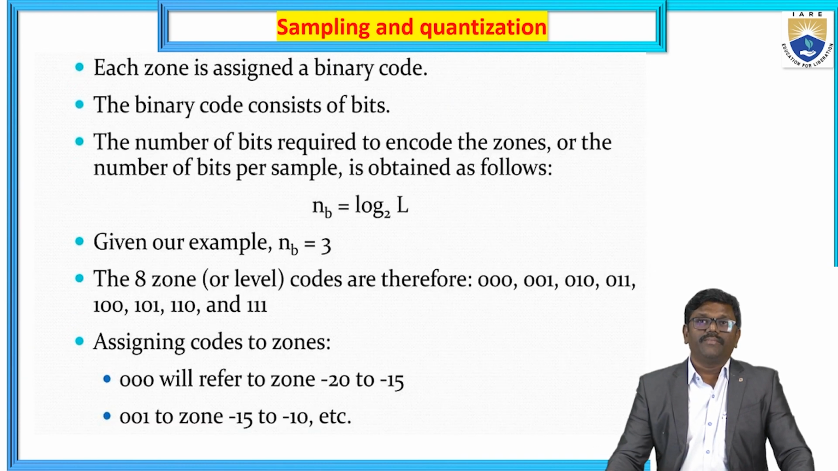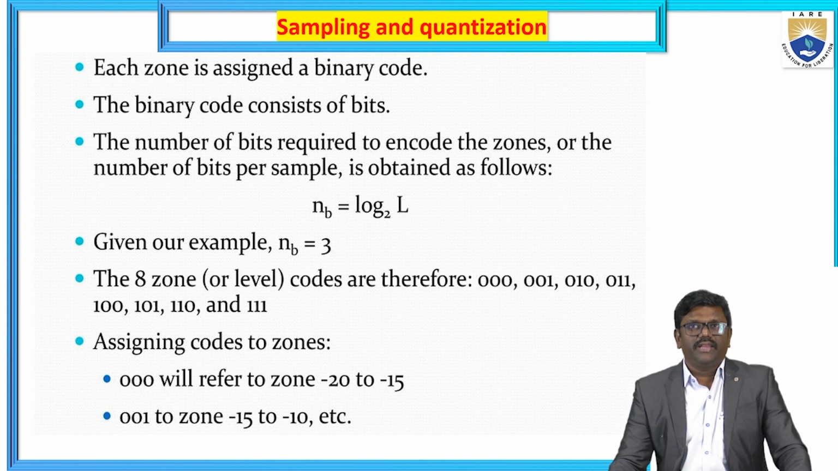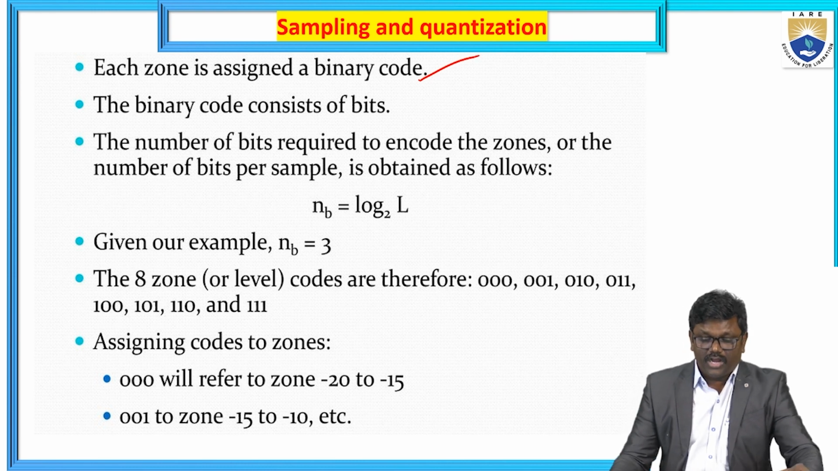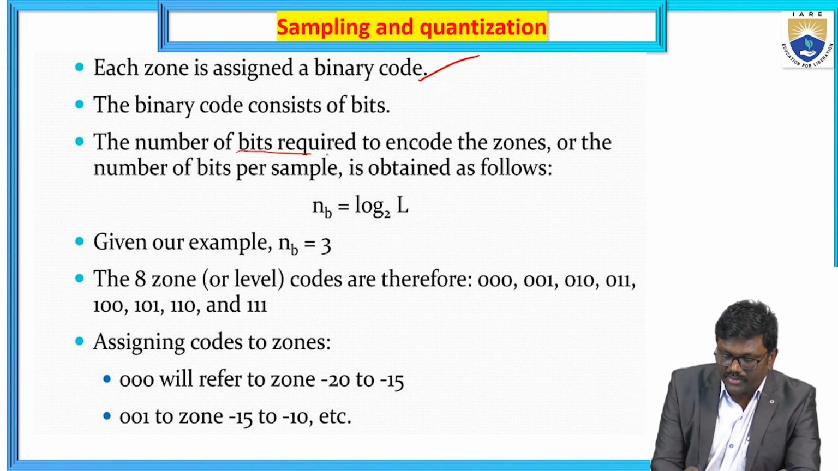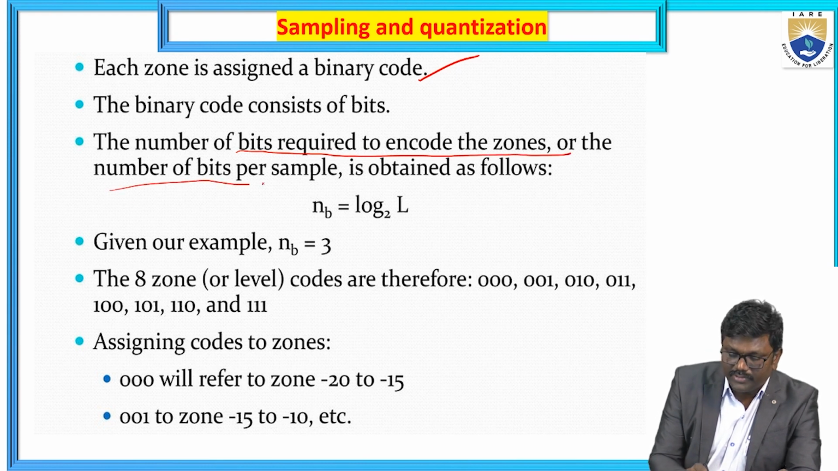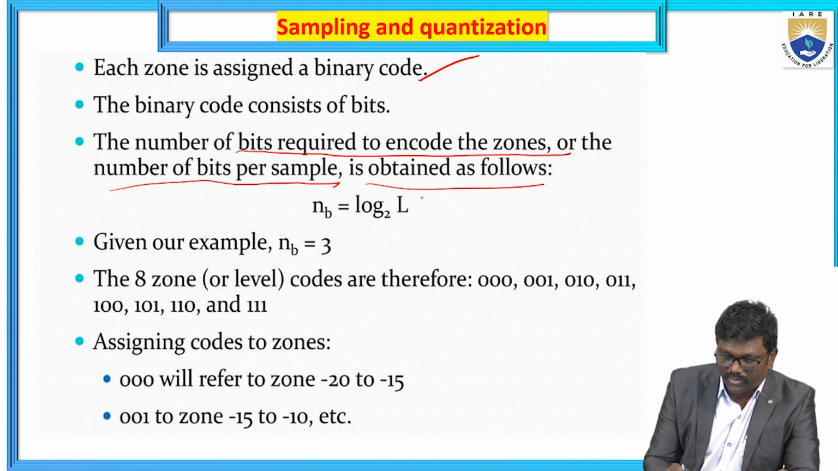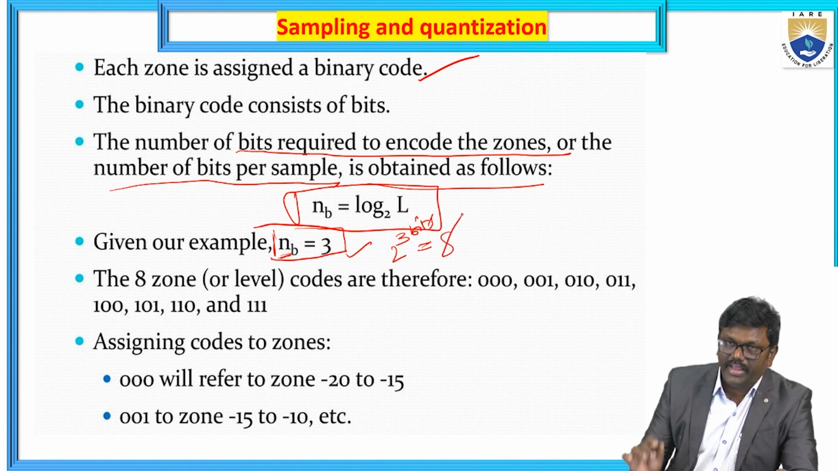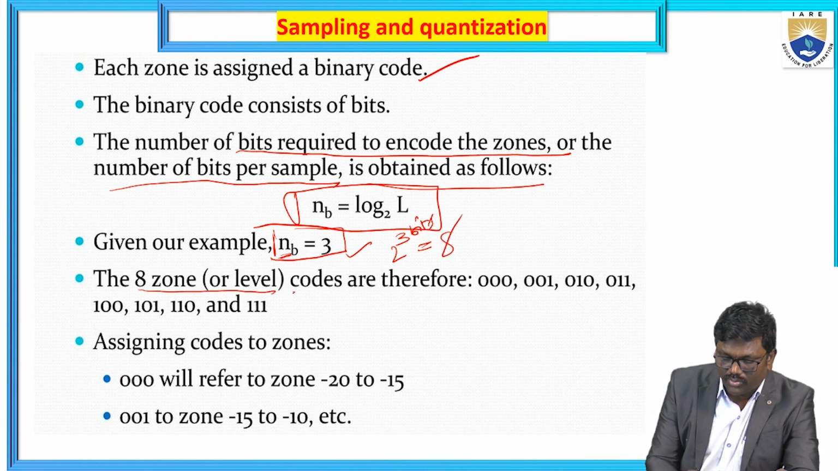So what do you want to understand from here? Let me take one simple example. Each zone is assigned a binary code, and a binary code consists of bits. How many? You see here, the number of bits required to encode the zones, or the number of bits per sample, is obtained as follows. This is your formula. What is Nb? Given our example, Nb, the number of bits, is 3. So 2 to the power of 3, 3 bits, and the combinations will be 8. That is 8 zone level codes.